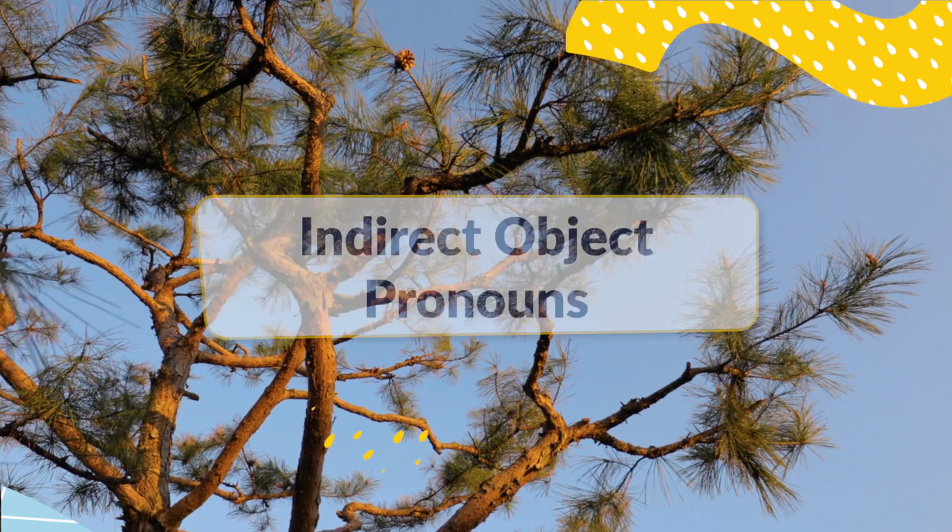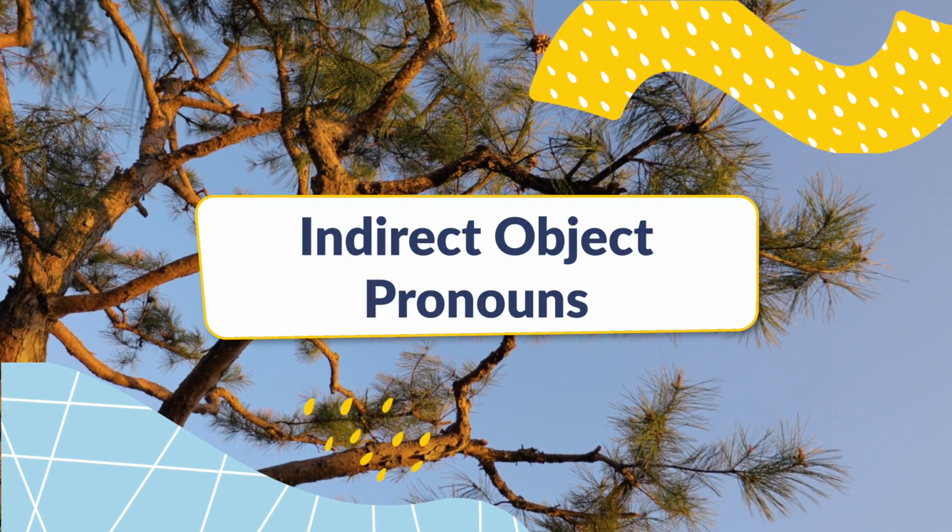Now, let's move on to the indirect object pronouns. So, your next question is probably, what's the difference between a direct and indirect object pronoun? As we just covered, a direct object is whoever or whatever is receiving the action of the verb. On the other hand, an indirect object pronoun is whom or to whom the action is being done for.